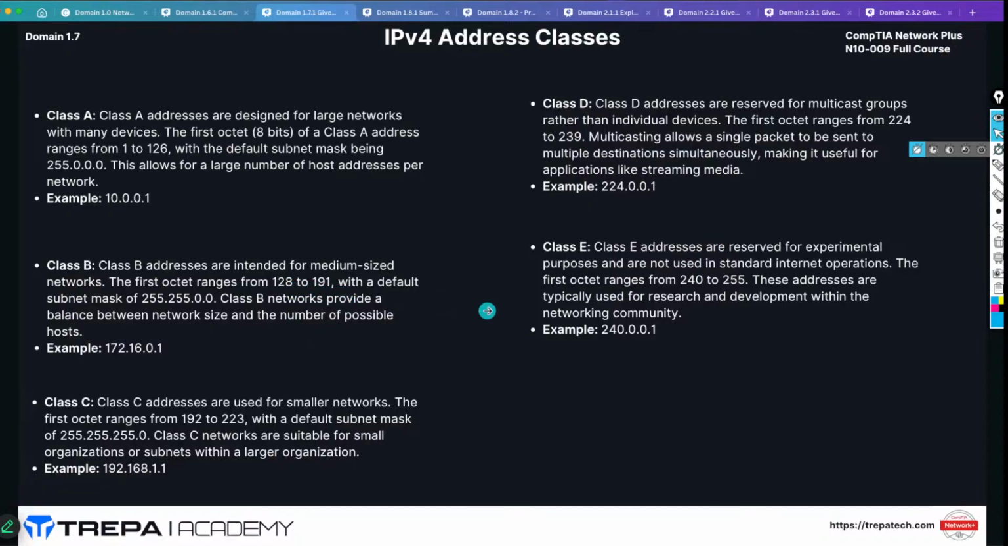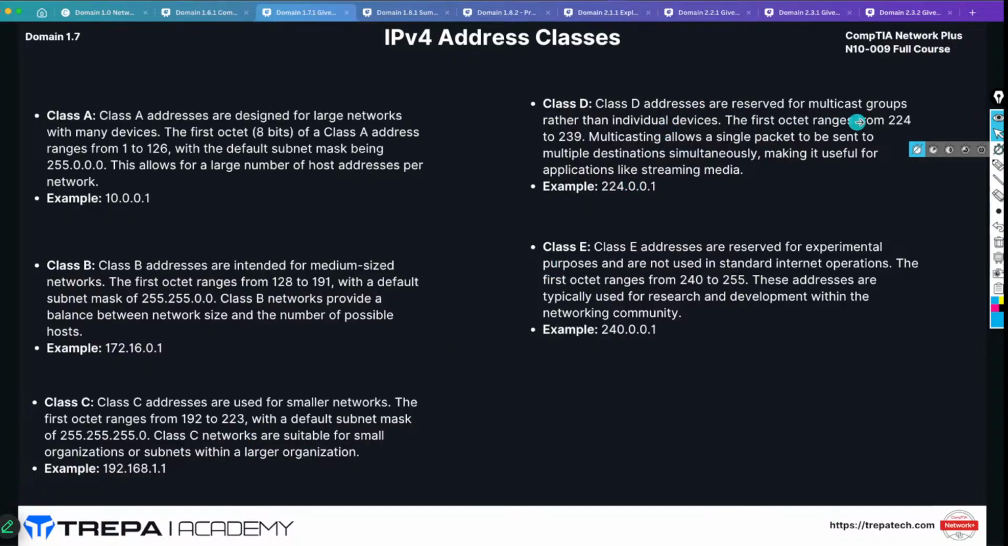So if you see an IP address that says 128.0.1.1, that's technically a class B. Like that example here, right? That's in that range where we're looking at the first octet, between 128 and 191. A class C is that first octet is 192 to 223.